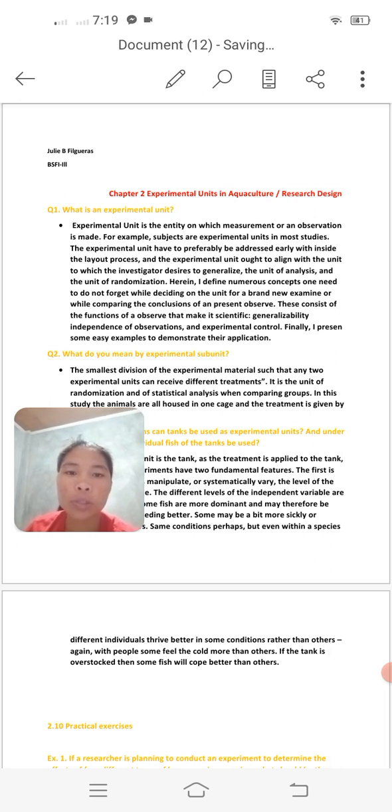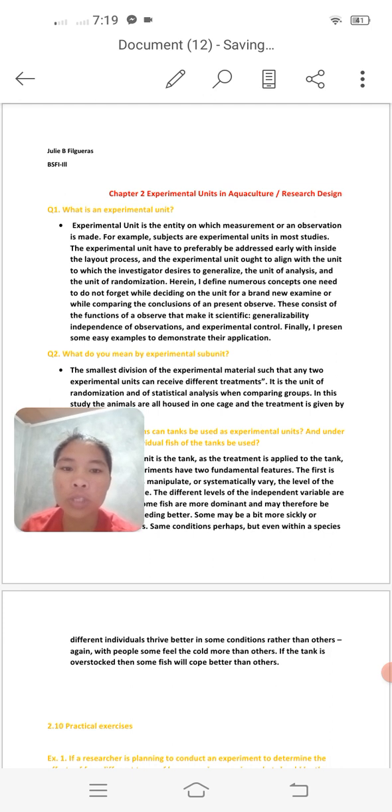Activities Chapter 2: Experimental Unit in Aquaculture Research Design. Question number 1. What is experimental unit? Ang experimental unit, it is the entity on which measurement or observation is made. For example na lang natin dito, the subject or experimental units in most studies.